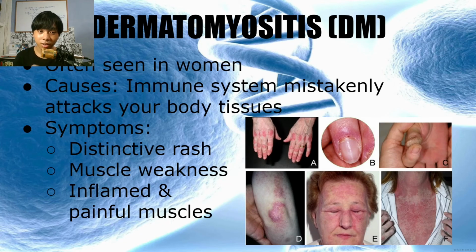Causes: the cause is that the immune system mistakenly attacks your body tissues. So what are the symptoms? The symptoms of DM are a distinctive rash, muscle weakness, and inflamed and painful muscles.